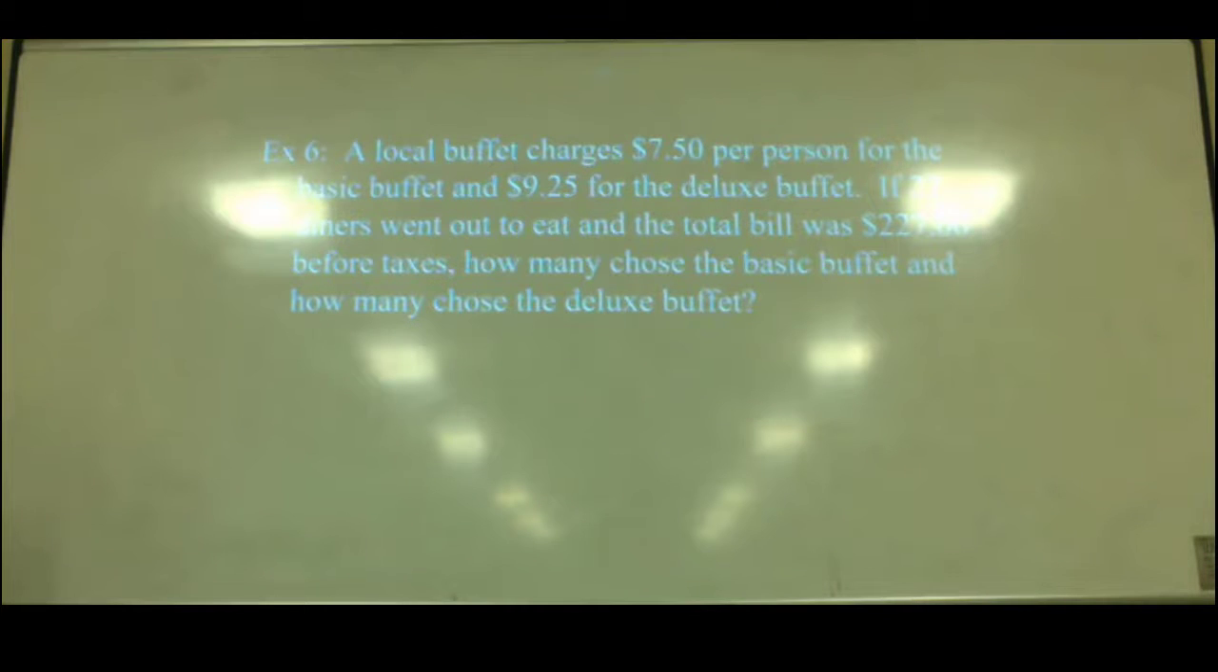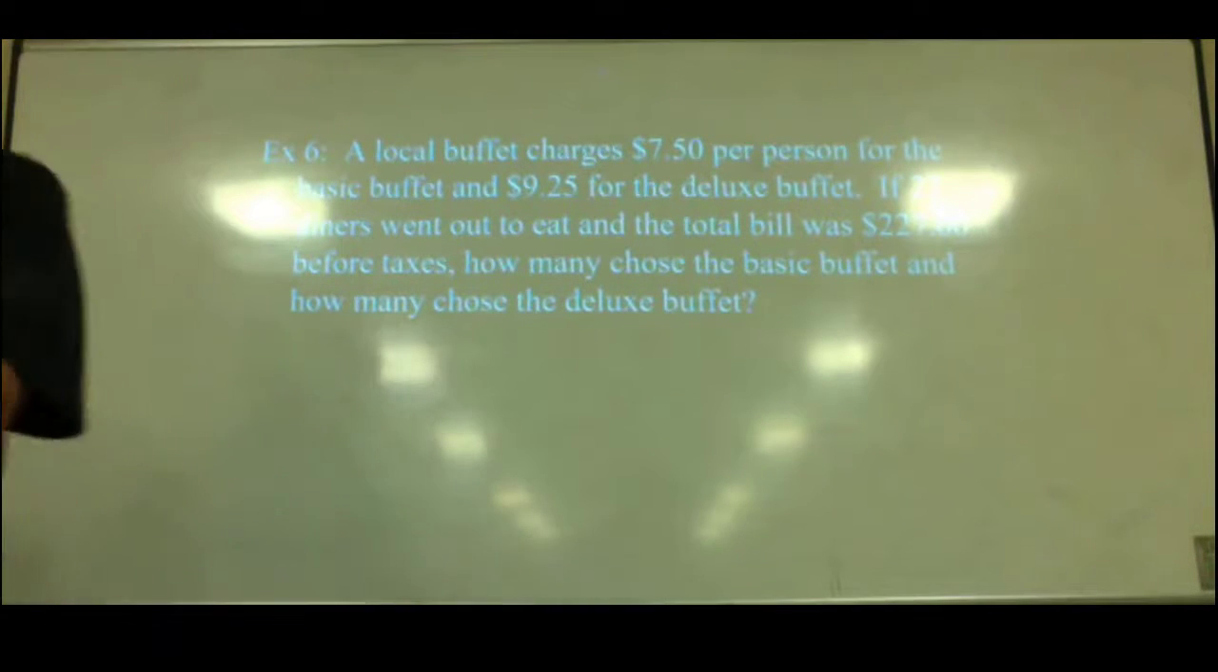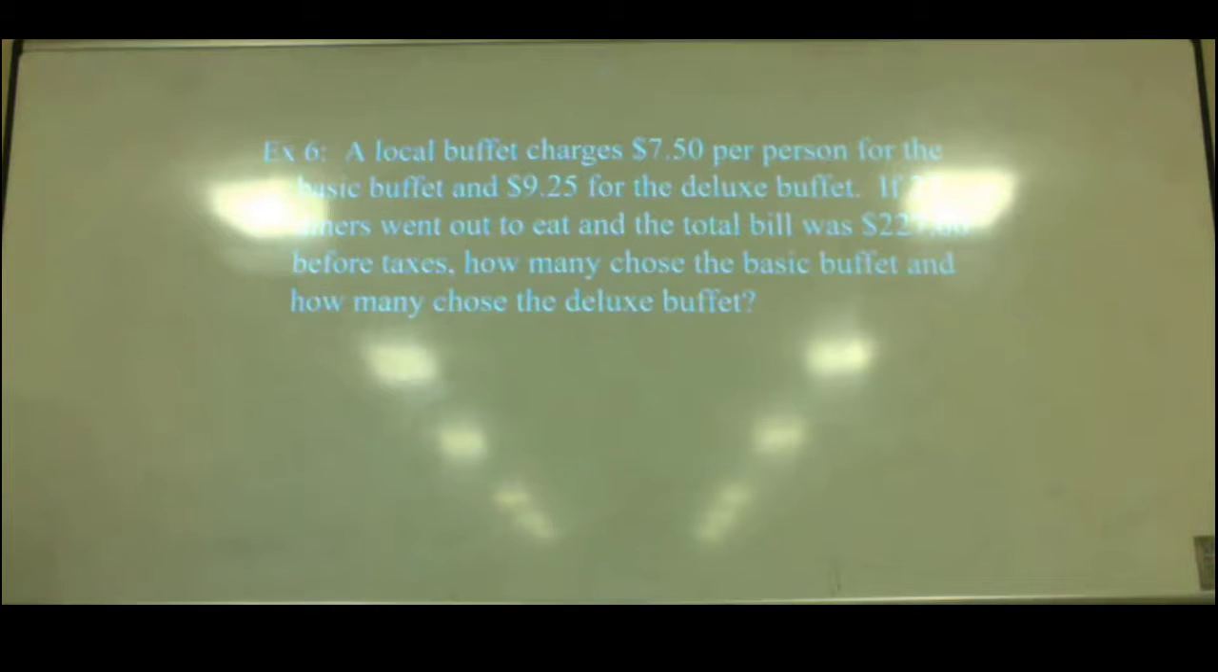The 7.50. Okay, what about the 7.50 and the 9.50? They're different. Okay, and so, like, let's say one person goes and they get the 7.50 buffet, right? What happens if 5 people go and they get the 7.50 buffet? What would you do? Or how much would they have to pay total?